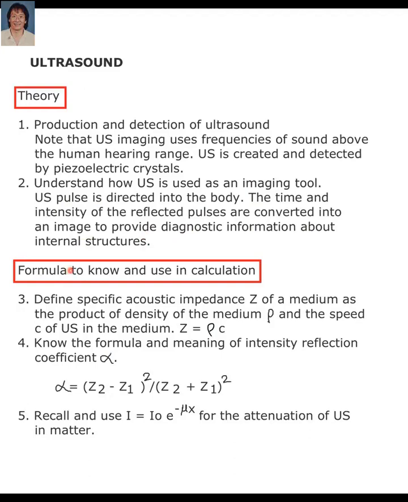Then you need to know the formulas that you have to remember and then use in the calculation. There are three formulas you need to know. Number one, you must be able to define acoustic impedance of a medium as the product of the density of the medium and the speed of the ultrasound in the medium. Then you must know the formula for intensity reflection coefficient alpha, and what it is used for. Then number three, we need to know the attenuation formula, which is I equals I0 e to the power minus mu x, for the attenuation of ultrasound as you go through a substance.